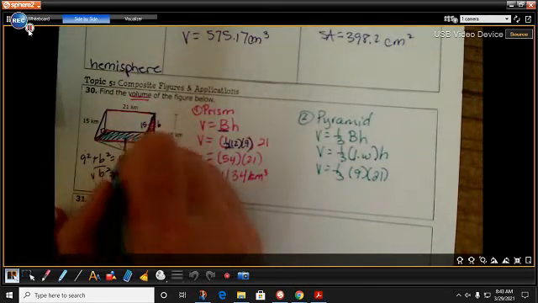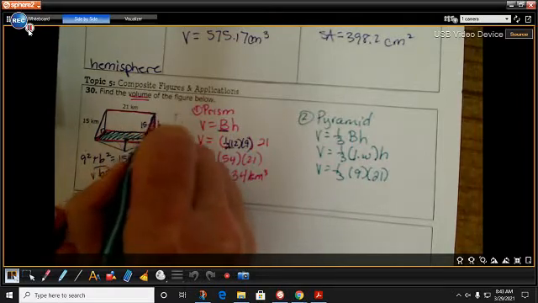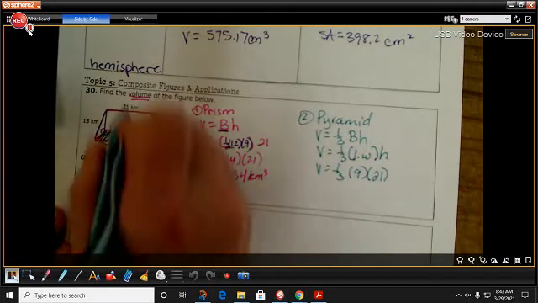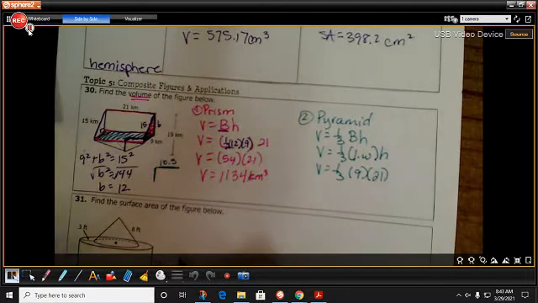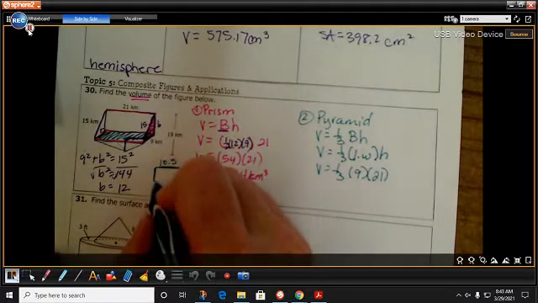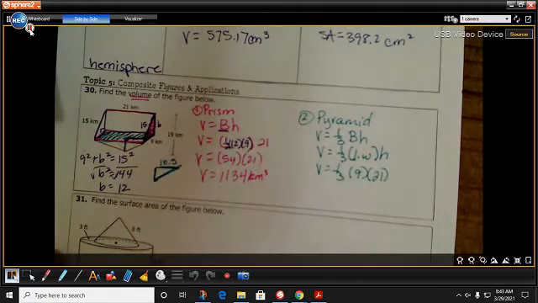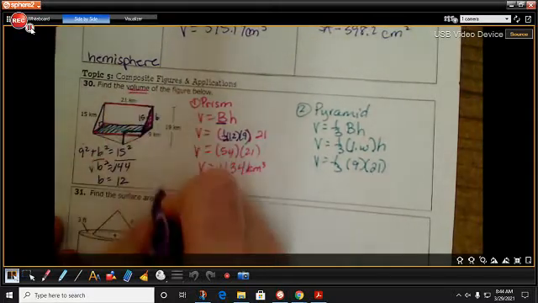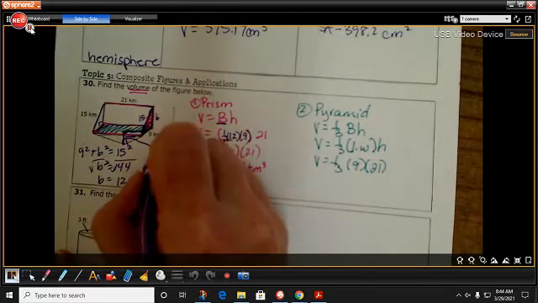And so this height right here, I don't know. I know this distance across is half the distance across my rectangle. So half of 21 is 10.5. And the slant height here... okay, I lied. It turns out that this picture did not show me something, and this height right here is actually supposed to be 7.